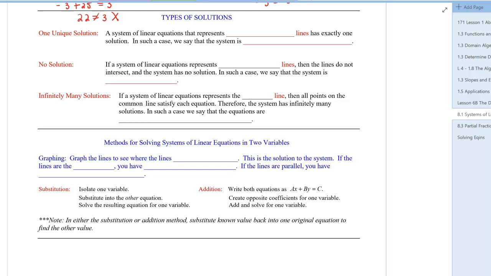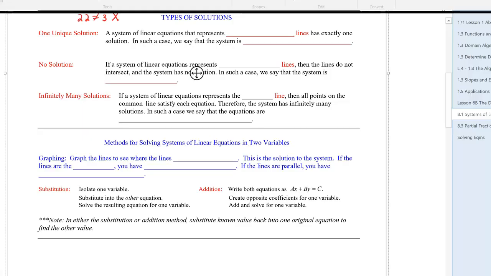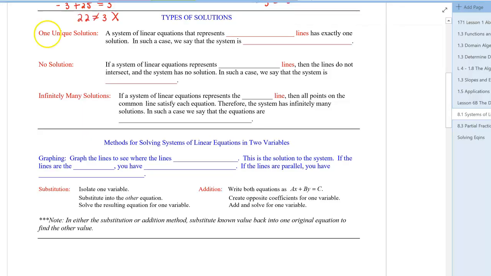Lesson 7. Types of solutions to a system of equations. There are 3 different resolutions that you can reach when you're trying to find a solution to a system of linear equations in 2 variables. The most common resolution is that you will find one solution, one unique solution, that is.